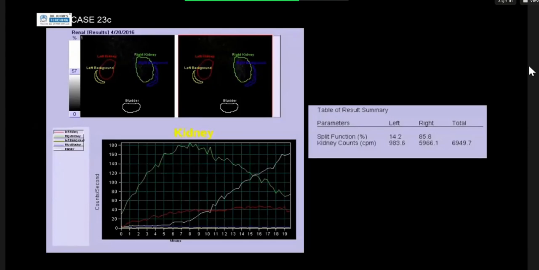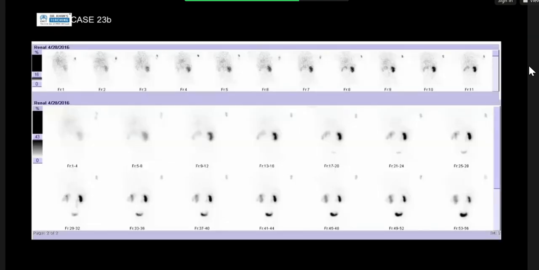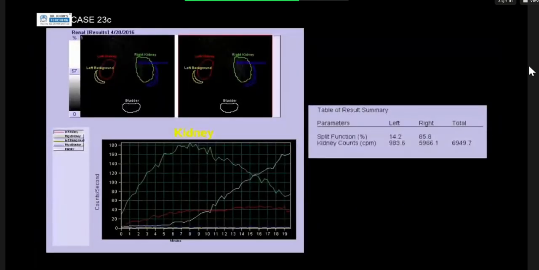The initial images showed that there's persistent contrast retention in the left kidney. Okay. That's appreciable up till the delayed images, while on the right side there was normal uptake and then excretion of the contrast. Further on the trace as well, on the graph, the green is the right kidney and the red is the left.